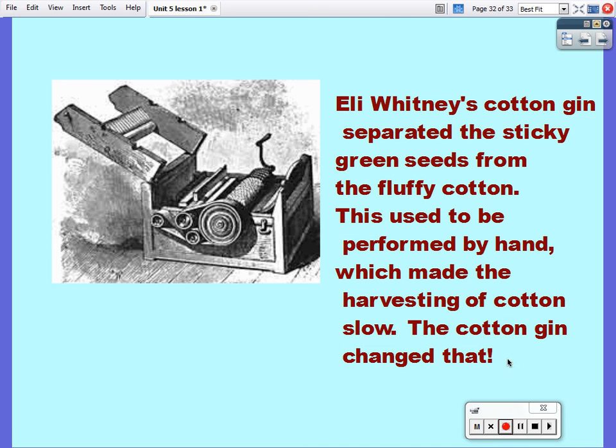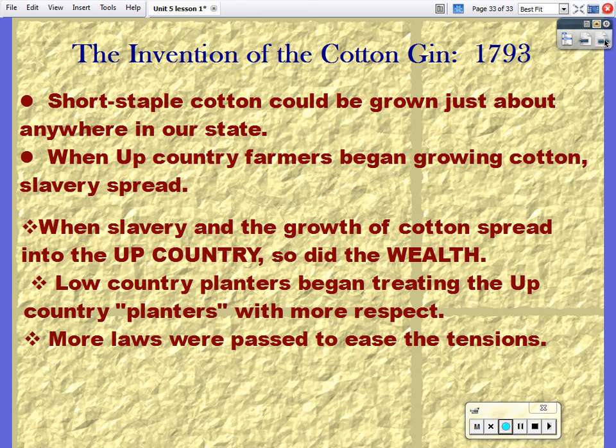Eli Whitney's invention of the cotton gin changed that. It separated the sticky green seeds from the fluffy cotton. This used to have to be done individually by hand. Now all they've got to do is crank this machine, and what happens is the cotton gets combed through here, the seeds get separated and drop to the bottom, and then you have wonderful cotton ready to go to market.